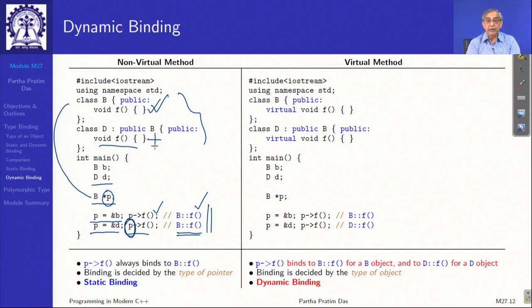But probably D being an object of the class D, you probably would have wanted to use the other function in the class D. It is of course your choice. When this happens, this is called static binding.